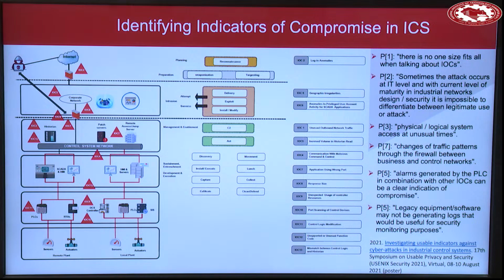The second major thought was that sometimes the attack occurs at the IT level, and with the current level of maturity, industry network security finds it impossible to differentiate between legitimate use and attack. So we talked about this a little bit yesterday. We'll talk more.